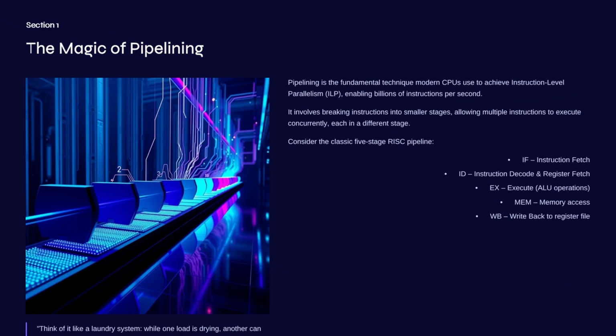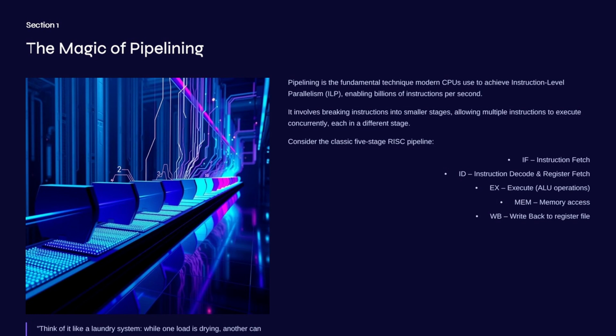Let's recall the classic five-stage RISC pipeline. IF, instruction fetch. ID, instruction decode and register fetch. EX, execute, ALU operations. MEM, memory access. WB, write back to register file.